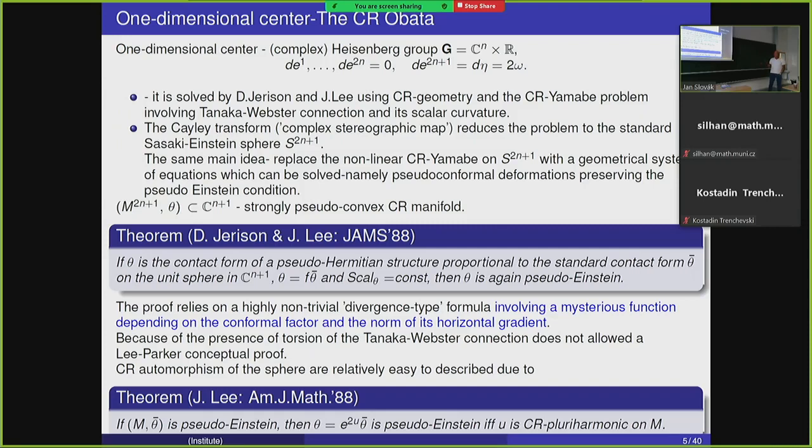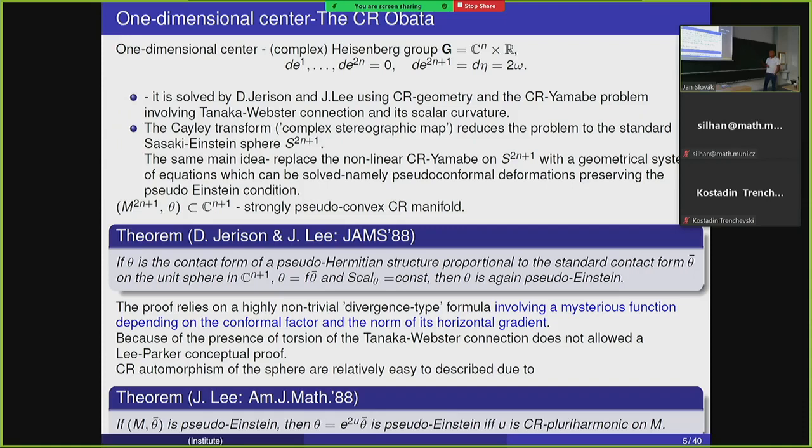And so in this way they reduce this Subriemannian Yamabe equation to a system of equations which preserves the pseudo-Einstein condition. But this function is relatively easy to describe, because Jerison-Lee in '88 showed that the conformal factors which preserve the pseudo-Einstein condition are CR pluriharmonic functions on M.